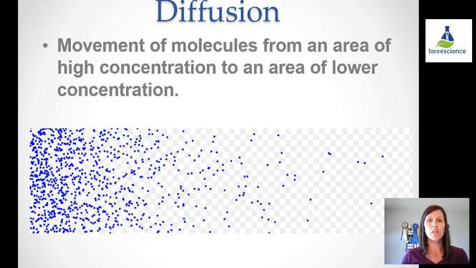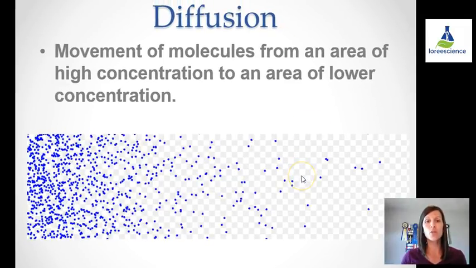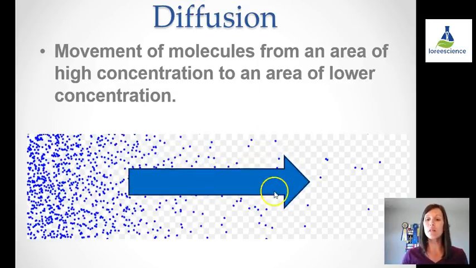Defining diffusion: diffusion is the movement of molecules from an area of high concentration to an area of low concentration. If we look at this diagram, we have lots of blue molecules on the left-hand side. They're tightly packed together, so we consider the molecules to be in high concentration. They're going to move towards the right, the area where there are not a lot of molecules. They're in low concentration, with lots of space between them.